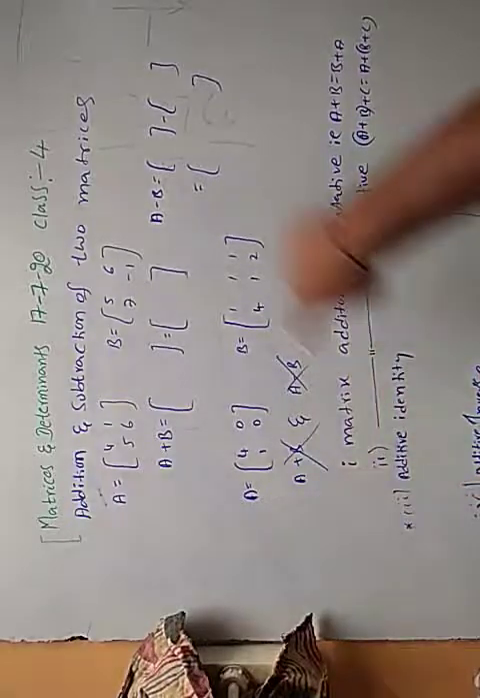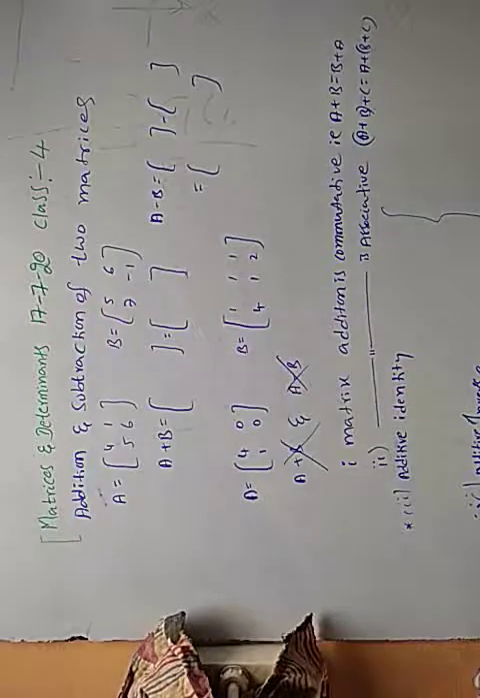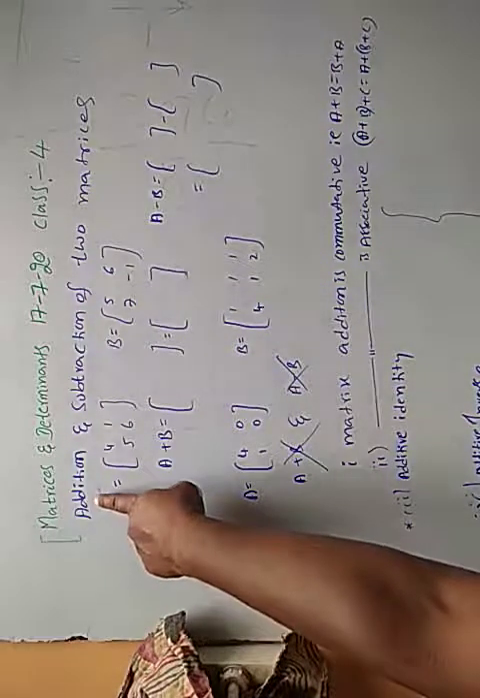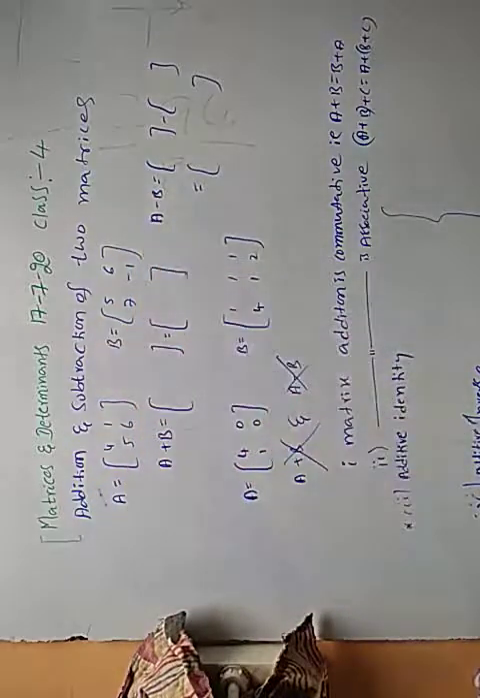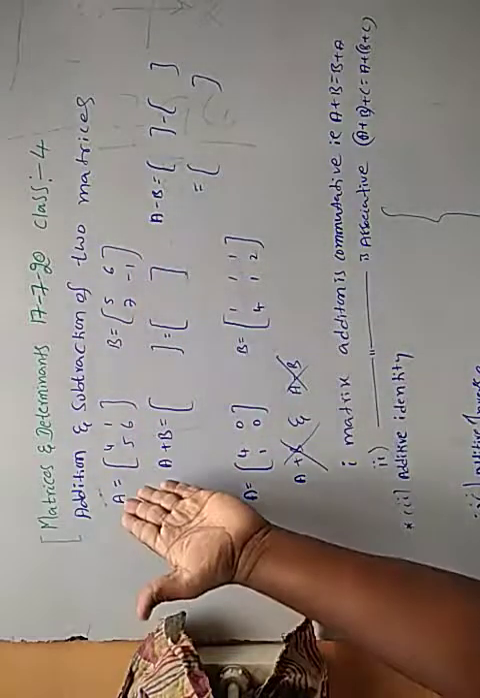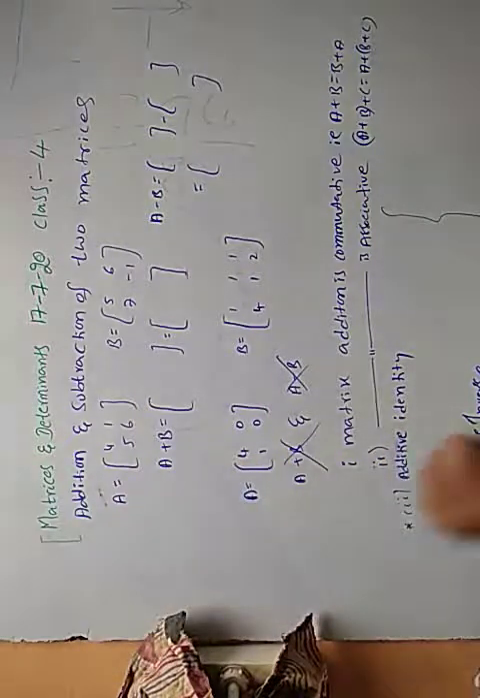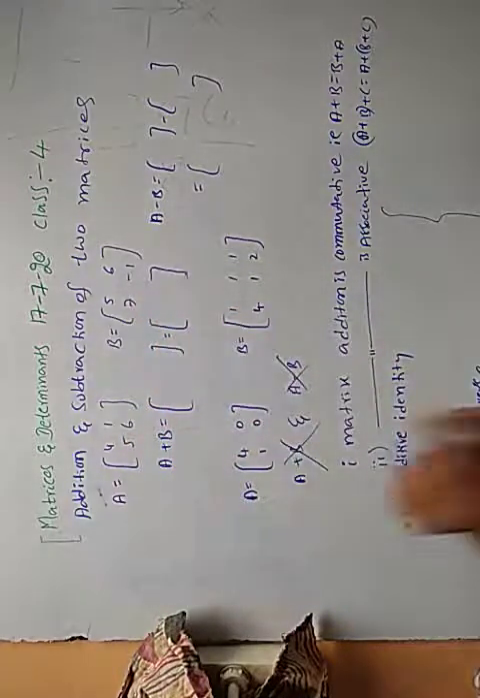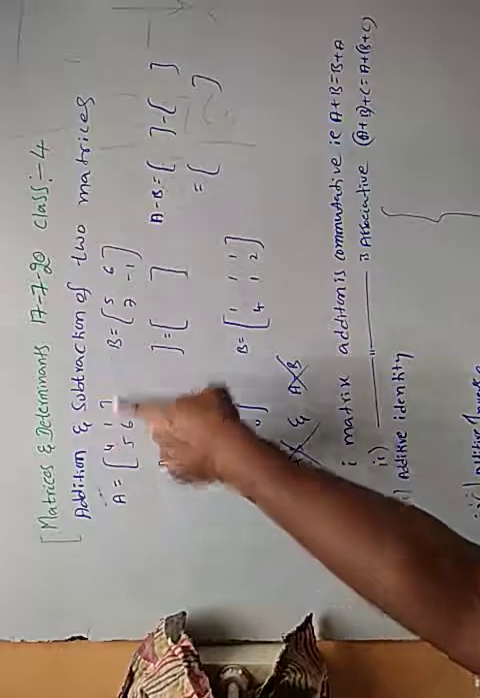Today we are in class number 4, chapter 7. In last class, we discussed addition and subtraction of two matrices. We know that to add or subtract two matrices, condition number 1 is that they should be of the same order. Then we can add the corresponding elements of each matrix.